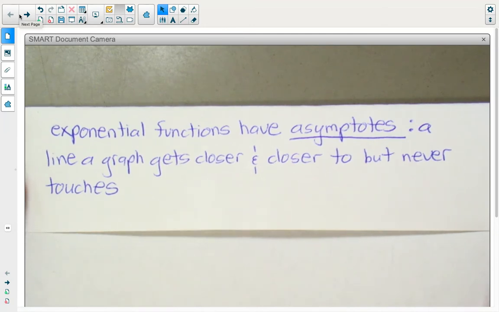Now, I want to take a look at a couple more functions. We're going to go through and state the domain and the range. That way you can hopefully have a better understanding about this idea of an asymptote. So these are the two functions that we're going to do.